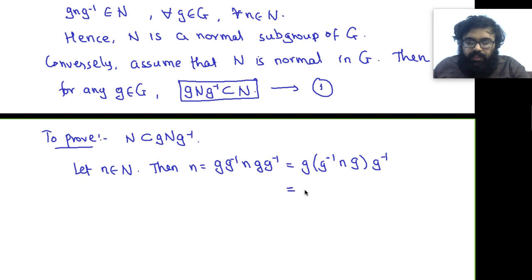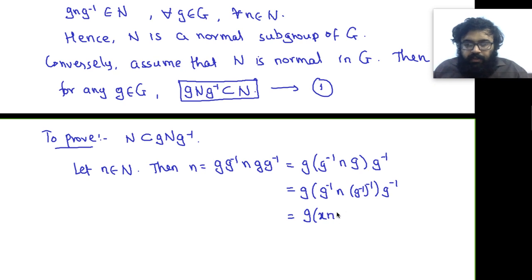But what is this? You can write this as g, g inverse, N, and then this is nothing but g inverse inverse, so it is of this form. If I call g inverse as x, then what is this? x n x inverse. There is no magic here. So g and then x n x inverse, where x equals g inverse is an element of G.